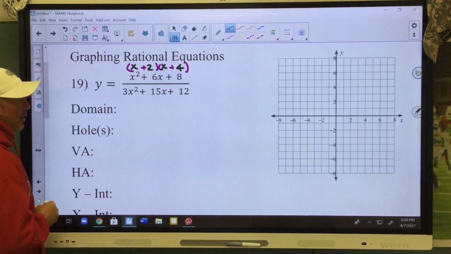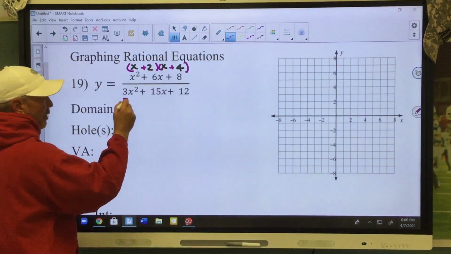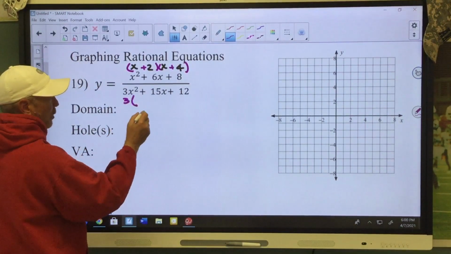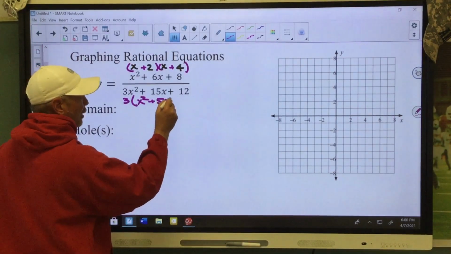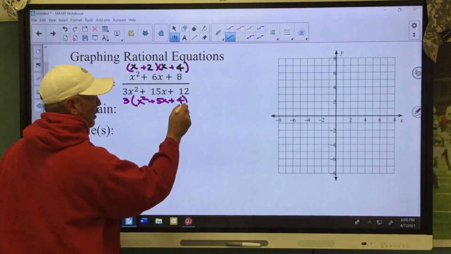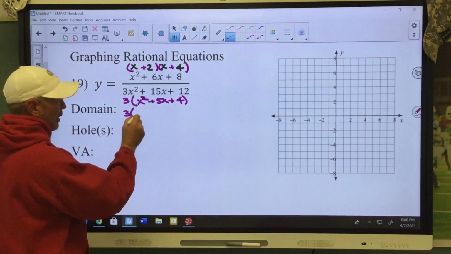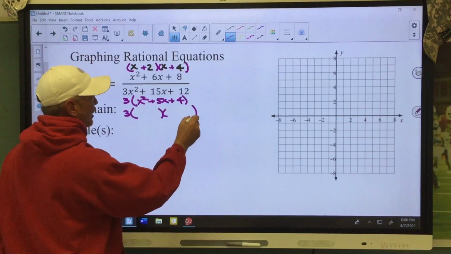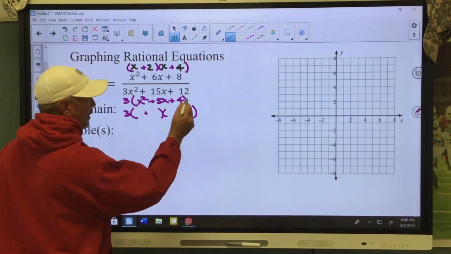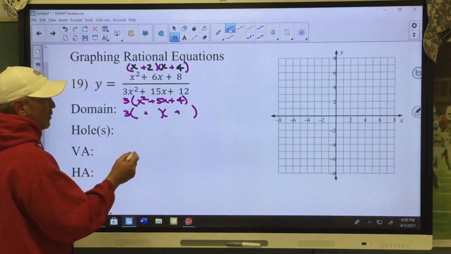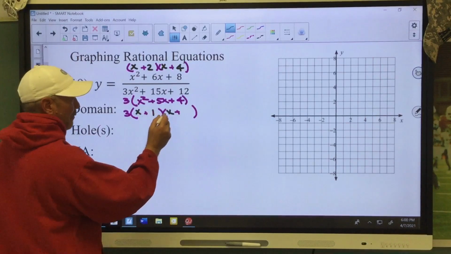In the denominator, we have a greatest common factor of 3. We're going to factor out our 3. We're going to get x squared plus 5x plus 4. We're going to keep factoring. We're going to have 3, and we're going to go to 2 parentheses. We know our signs are going to be the same. And we're going to break this down into x and x and 1 and 4.